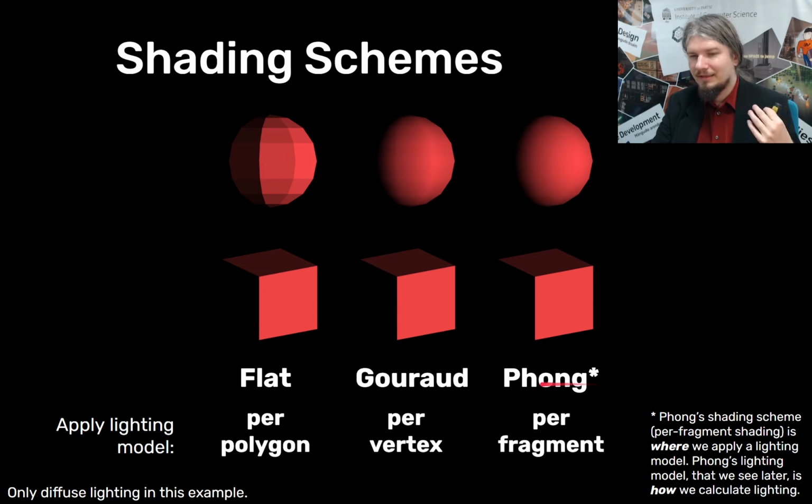Now, while I've called this Phong's shading scheme, there's actually something called Phong's lighting model, which we'll see later on, and which is what Phong is more known for. But in his paper, he also described this per fragment shading. So basically, when people talk about Phong, they usually talk about the formula, which we'll see later, on how we calculate lighting, not specifically where. So this is more commonly known as per fragment shading, per vertex shading, and per polygon shading.